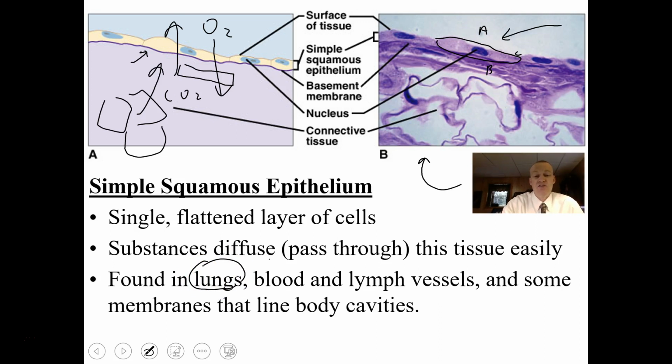That's evident. Also, they'll be found in blood and lymph vessels, especially capillaries and the smallest lymph vessels, because you want fluids and gases and nutrients to move through them. And then some of your membranes that line body cavities are also going to be really super thin too, and they'll just be a thin boundary of simple squamous epithelium.